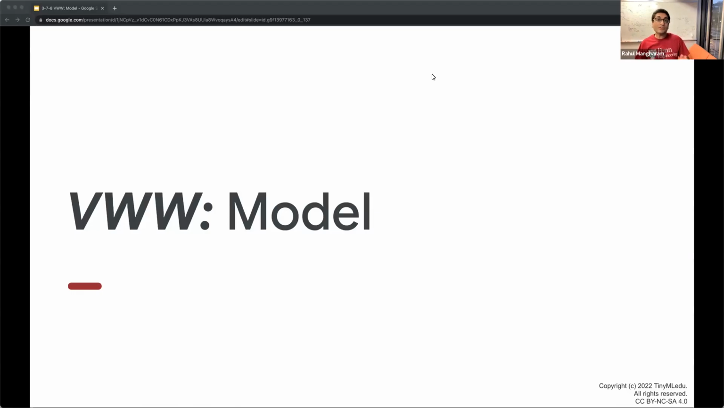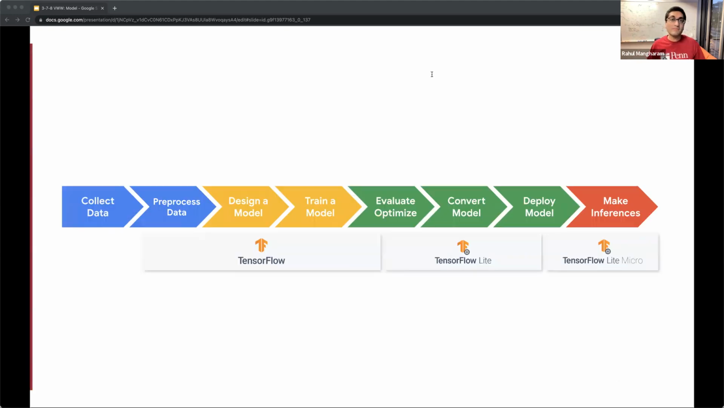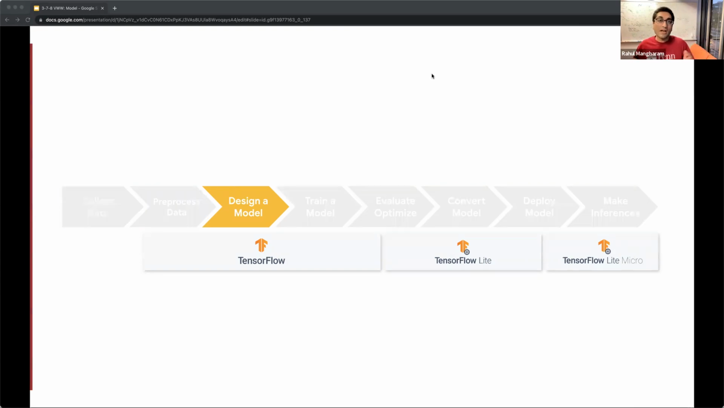In this video, we're going to learn what it means to design a visual wake words model. Before we do that, let's take a step back and look at where we are. We talked a little bit about collecting data and pre-processing the data from an image-based task. Now, I'm going to talk about designing a model before we jump into training the model.